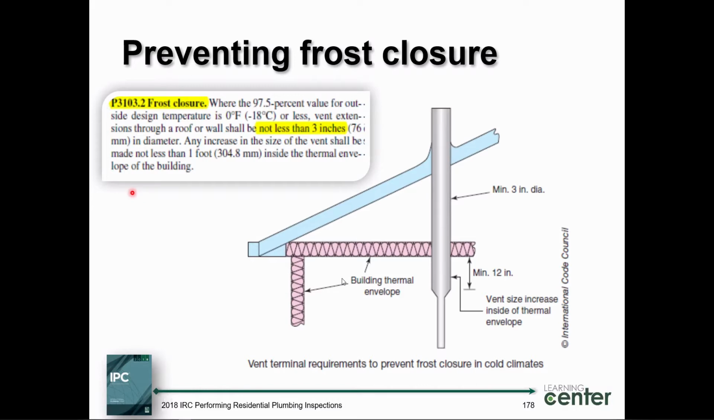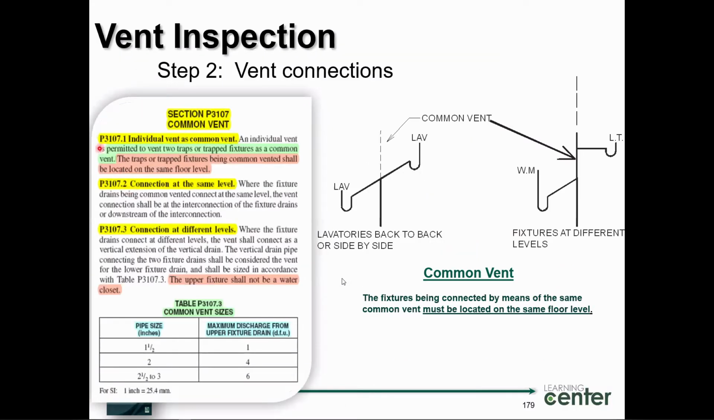All right, let's go to the next one. This section right here, this is called a common vent. In your books, take a look at this accordingly. A common vent right here is an individual vent that's permitted to vent 2 traps or 2 trapped fixtures as a common vent. The traps or trapped fixtures being common vented shall be located on the same floor level, right? Is this a true statement here?